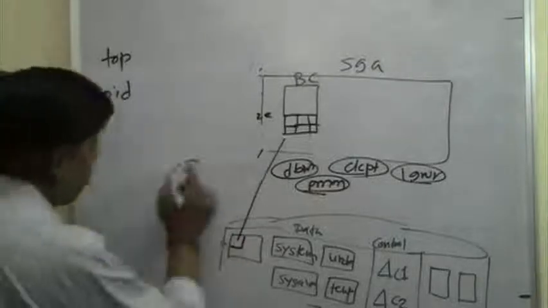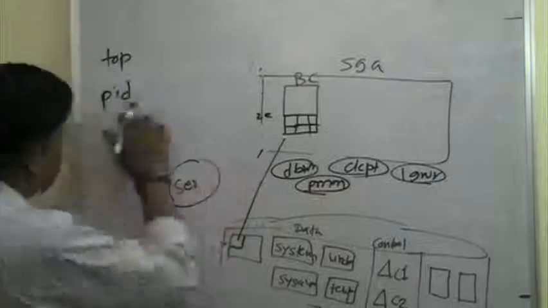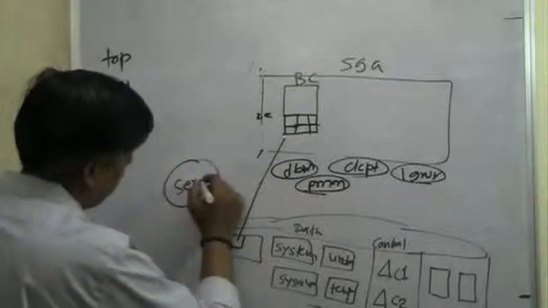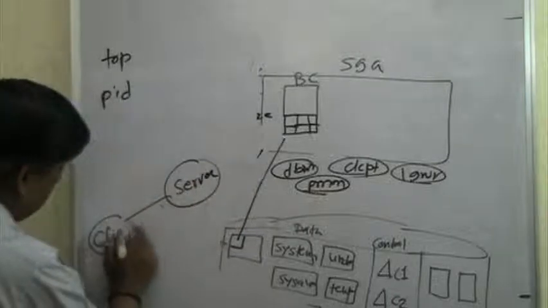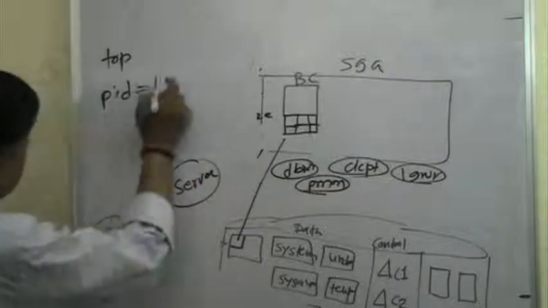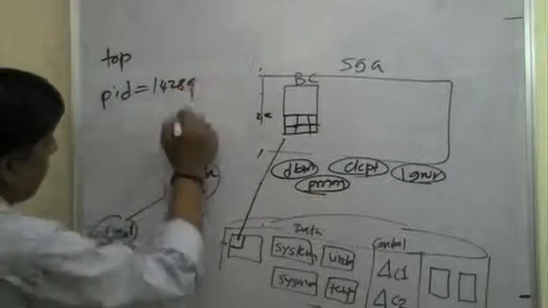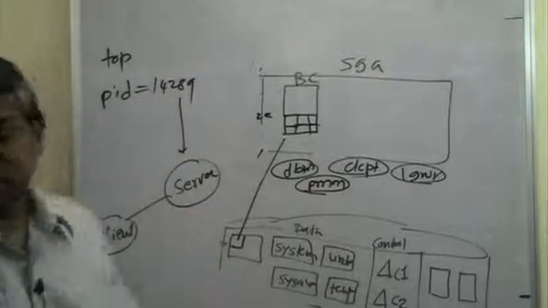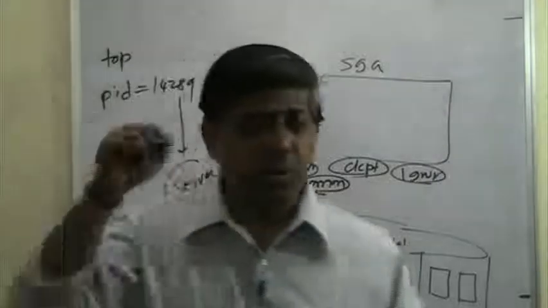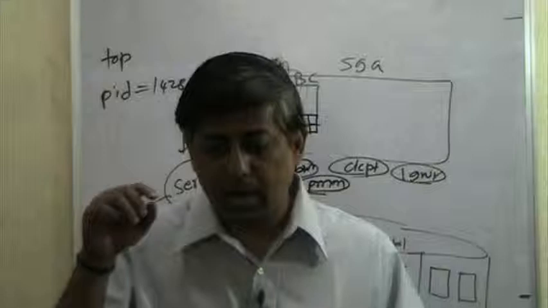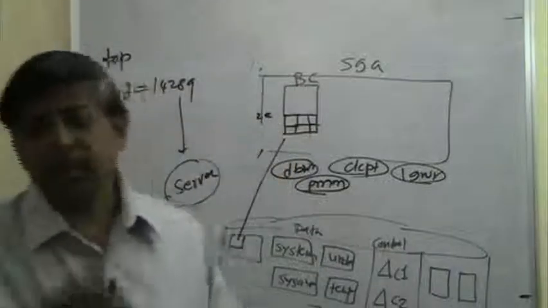So this is the process ID of my dedicated server. And again, my client is here. So now let us say this PID is 14289. Okay, so that is the Unix process ID of this dedicated server. Now with the help of this PID, we are going to log into the database dictionary and find out what is the SID and the serial number.